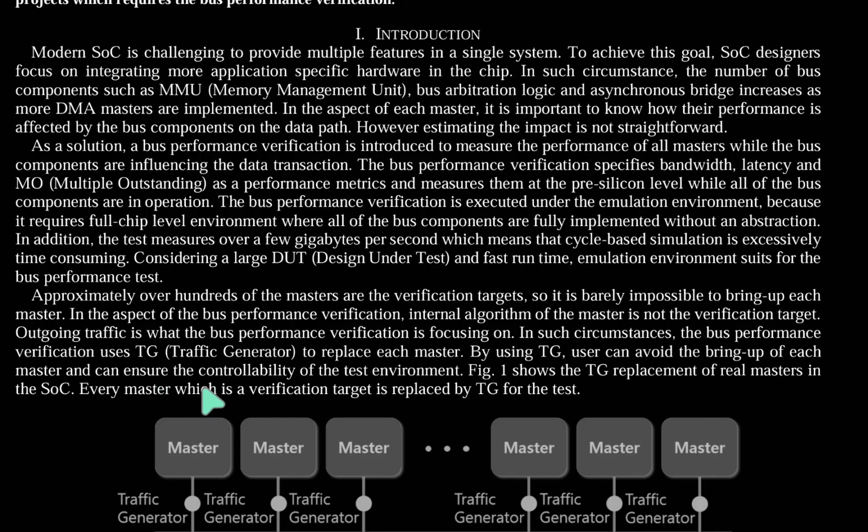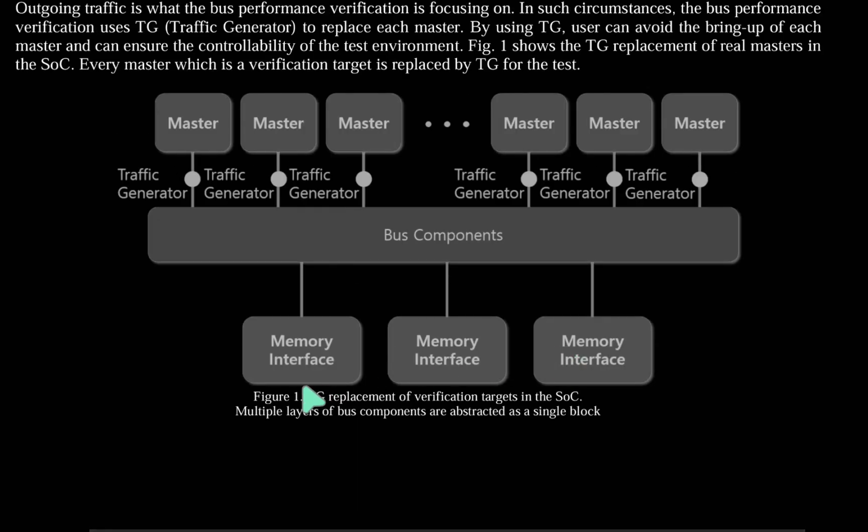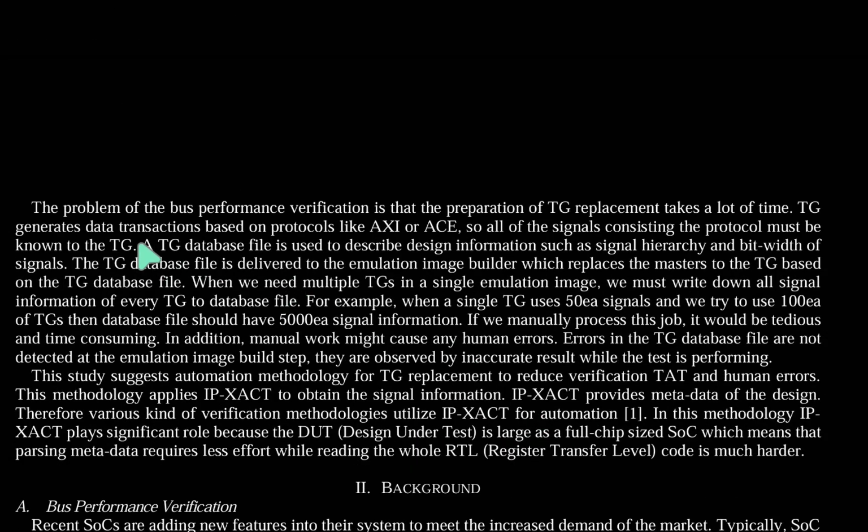So every master which is verification target is replaced by the TG for the test. Figure 1 is the TG replacement of verification target in SoC. Multi-layers of the components are abstracted as a single block. The problem of the bus performance verification is that the preparation of the TG replacements takes a lot of time. So TG generates data transactions based on protocols like AXI or ACE.